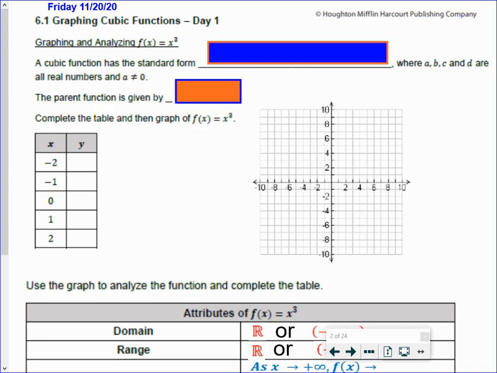How's it going, guys? Today we're going to be going over Module 6.1, Graphing Cubic Functions, 6.1, Day 1.